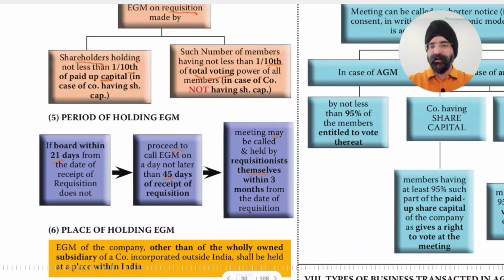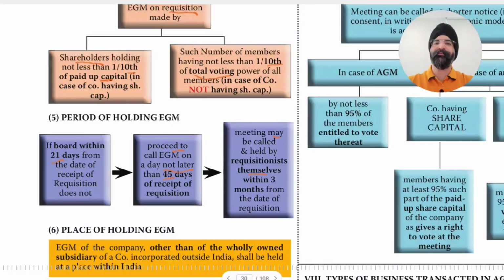Now, within 21 days it will proceed to call a meeting on a day when this EGM should be held. This EGM should be held not later than 45 days of receipt of requisition. So initiation will happen within 21 days, but maximum time duration within which an EGM should happen is 45 days. So from a shareholder's perspective, once the requisite number of shareholders have requisitioned for holding an extraordinary general meeting, they can expect that the meeting will happen within 45 days of the date of requisition.